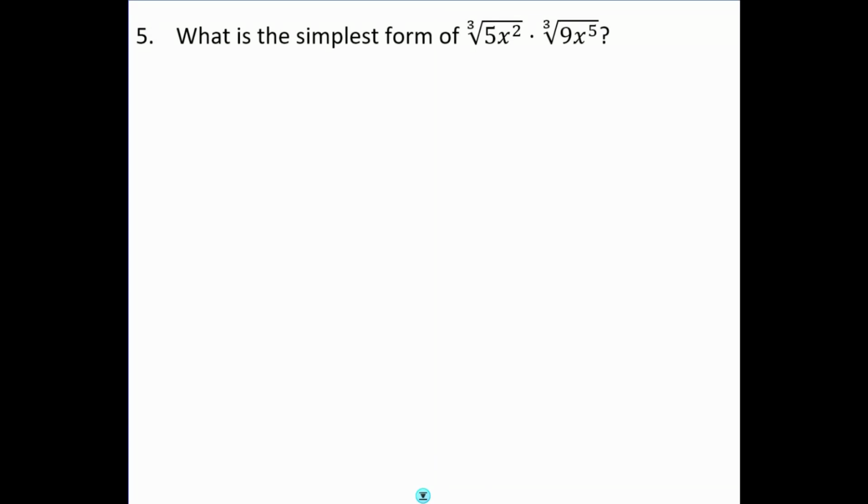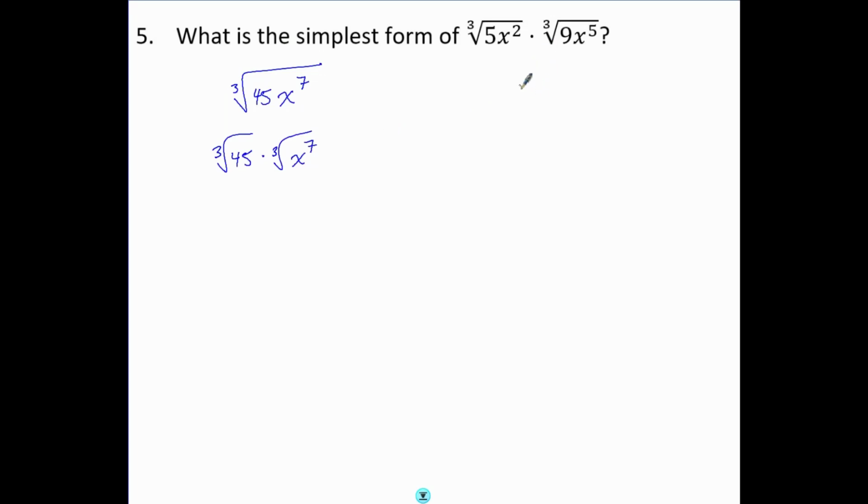Moving here to question 5, we want to know what is the simplest form here. So pretty much we just need to multiply everything underneath the cube roots because they have the same index. So we're going to have one big cube root of 5 times 9, that gets us 45. And then x squared times x to the 5th, you add those exponents, so x to the 7th. Well, we want to split these up, see what simplifies from here. So let's see, the cube root of 45 times the cube root of x to the 7th.